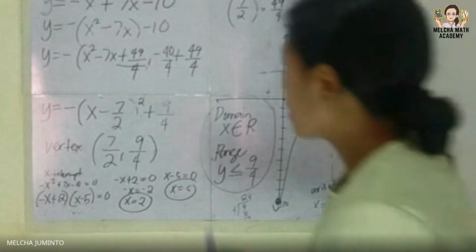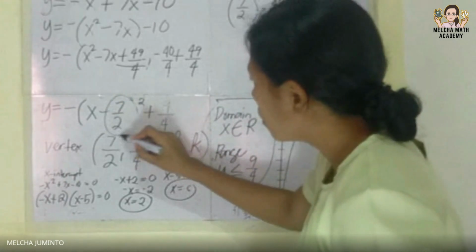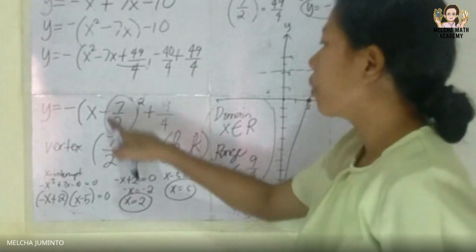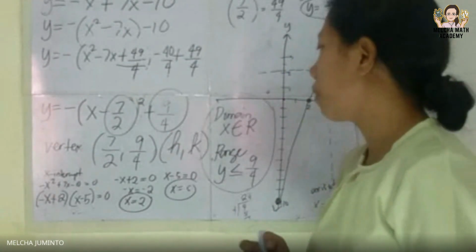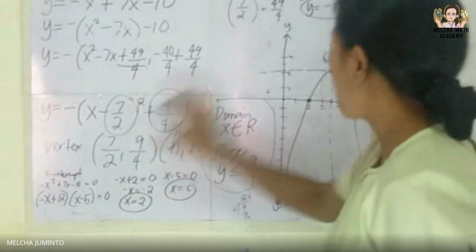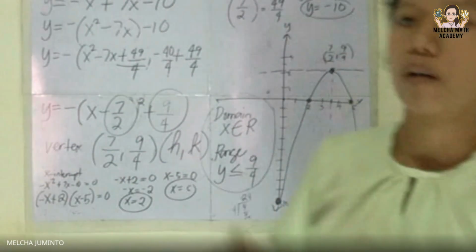So, ang vertex is h tapos k. Ang h, itong number na to, change mo lang ang sign. Kung negative, positive. Kung positive naman, negative. Ang k, nasa labas ng parenthesis. Kailangan mo yan para ma-plot mo kung saan yung vertex ng parabola.